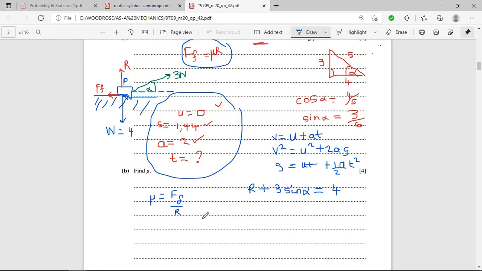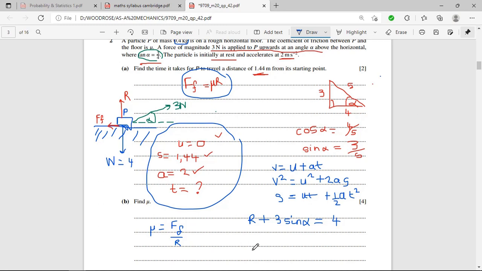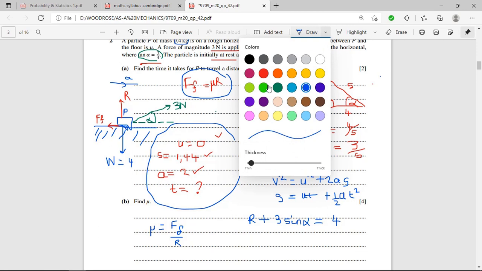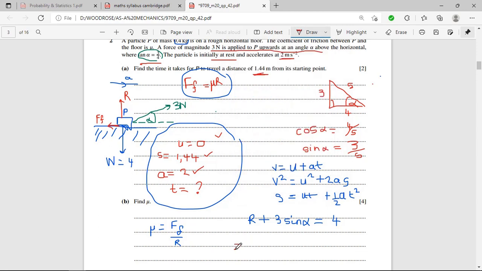Then for the frictional force, how do you find the frictional force? We use Newton's second law, where we are saying the resultant force should be equal to ma. Since we have the acceleration here, our acceleration is in this direction. So if I am to find the resultant force here, the object is moving to the right. I'm going to resolve 3 newtons horizontally. I'm going to say 3 cos alpha, then I'm going to subtract the frictional force because it is opposing.